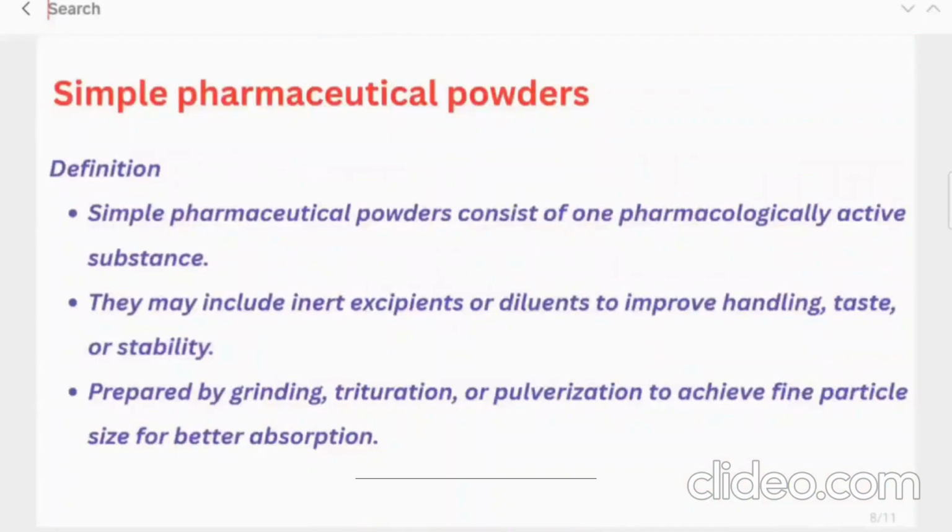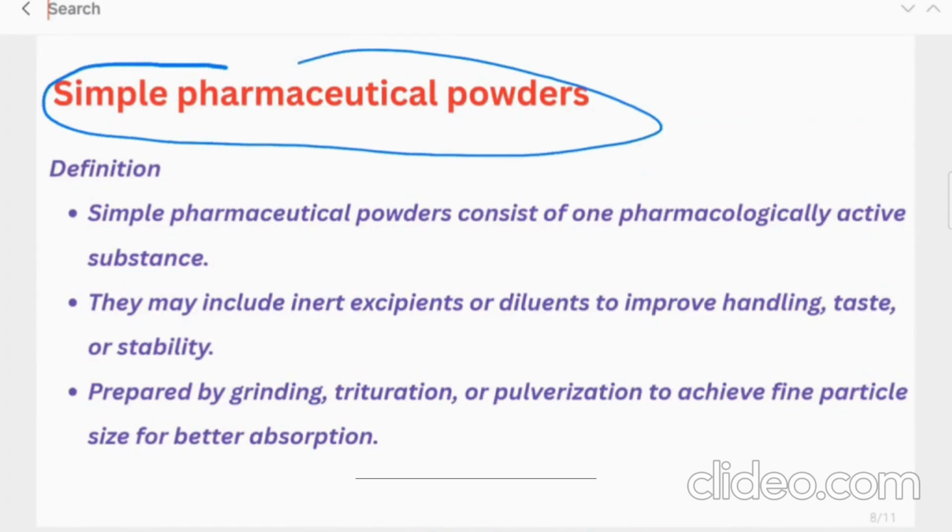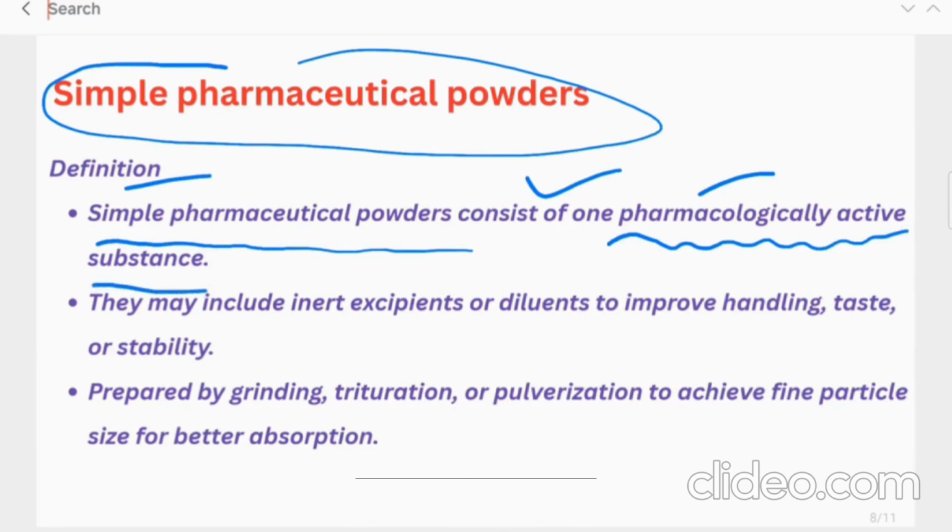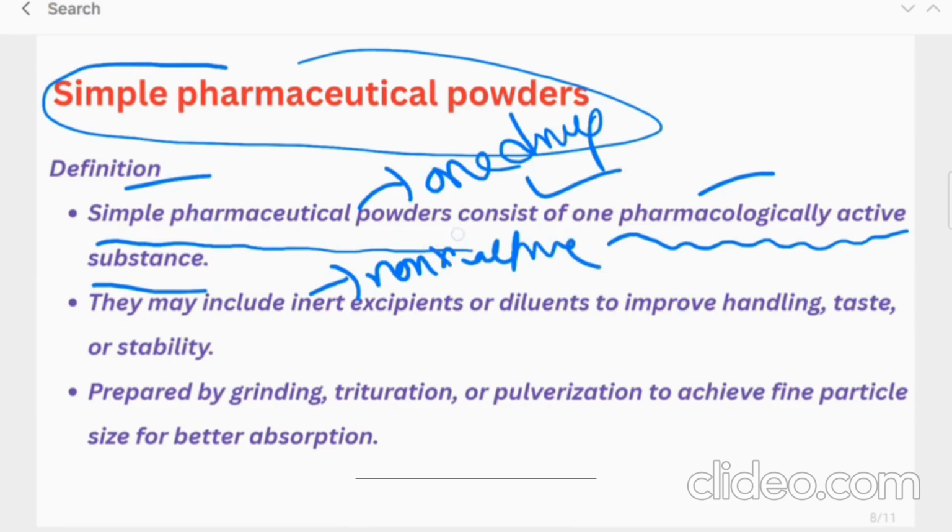There is another category of powders, like simple and compound powders. Now what are simple powders? According to the definition, simple pharmaceutical powders consist of only one API, meaning one pharmacologically active ingredient or substance. In short, it contains only one drug, and it also contains some non-reactive or inert excipients or diluents. They are added to improve the handling, to improve the taste, and to improve the stability of the formulation.